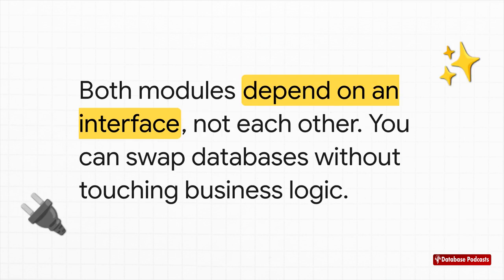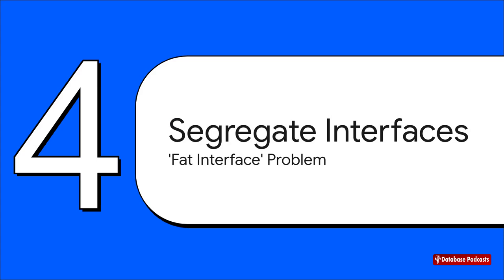But if we introduce an abstraction, like a data storage interface, we break that chain. The high-level module only knows how to talk to the interface. It has no idea what's on the other side, and the database module just promises to implement that interface. Now you can swap out the database anytime you want, and your high-level code never has to change. That's freedom. Okay, so we're using abstractions, which is great, but what happens when the abstraction itself becomes the problem?